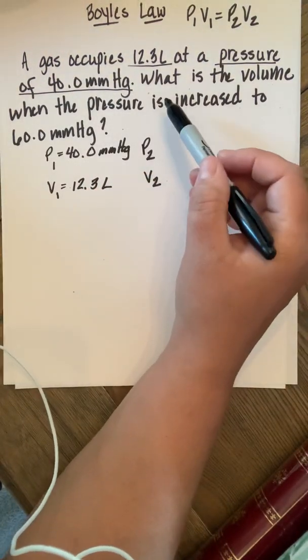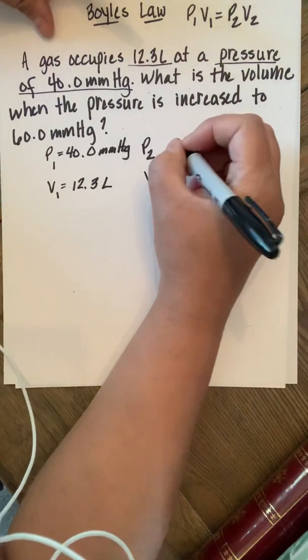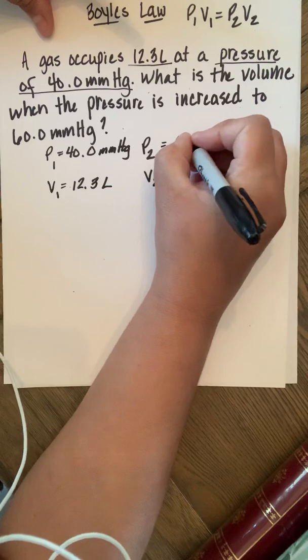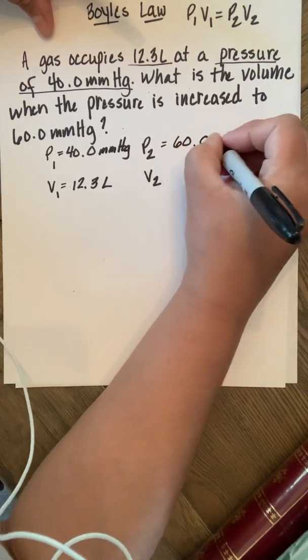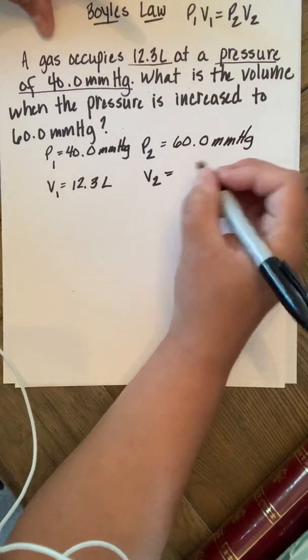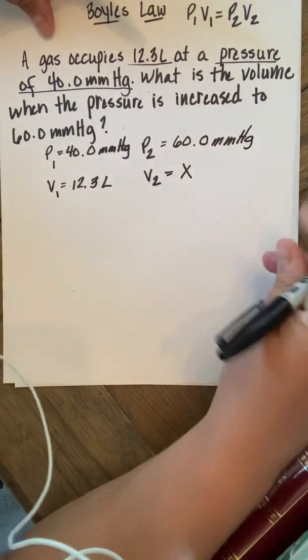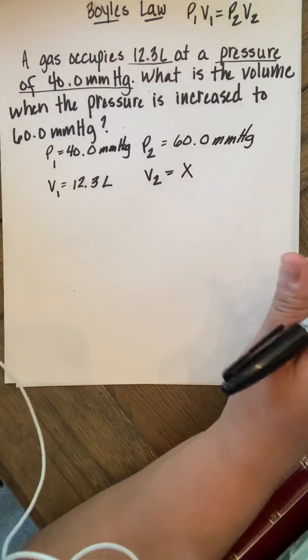And then my question goes on, what is the volume when the pressure is increased to 60 millimeters of mercury? So we're increasing the pressure. Our P2, so that's what we're increasing to, is 60 millimeters of mercury. And my V2 is what I'm interested in, or my X. Doesn't matter to me whether you keep it as V2 or X, completely up to you.